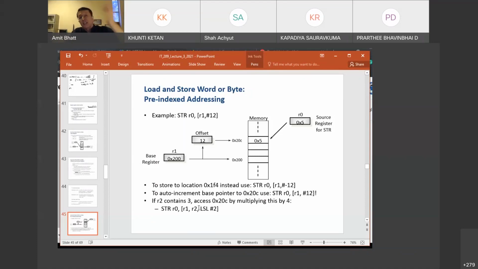You are quadrupling the content of R2, putting them together, getting that particular address and then storing the value into R0.